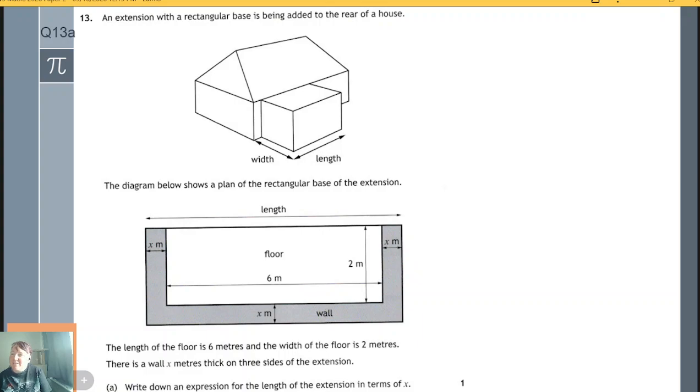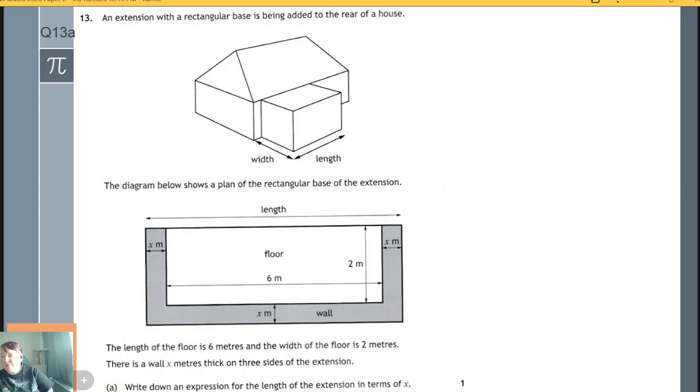This is one of the ones where they give us unnecessary diagrams. There's an extension on the back of a house, in case you didn't know what a house looks like and what an extension looks like. The diagram shows a plan of the rectangular base of the extension. We have got 3 walls that are being added on. They're each X meters wide. We've got the interior floor dimensions of 6 by 2. There's a wall of X meters on 3 sides of the extension.